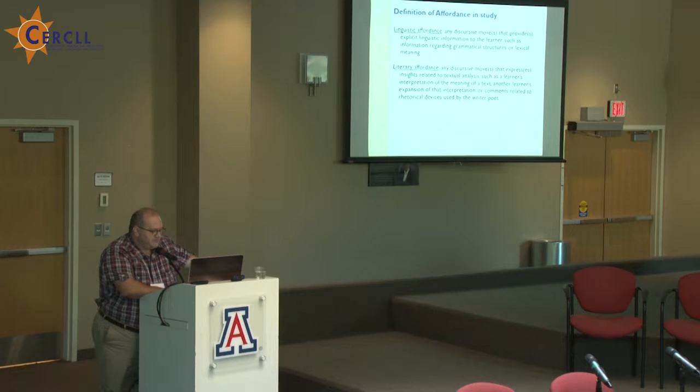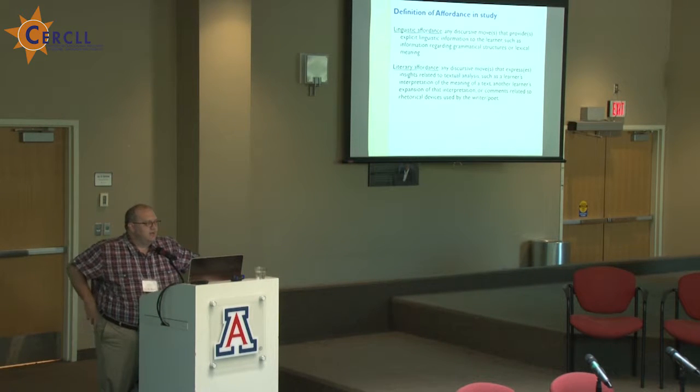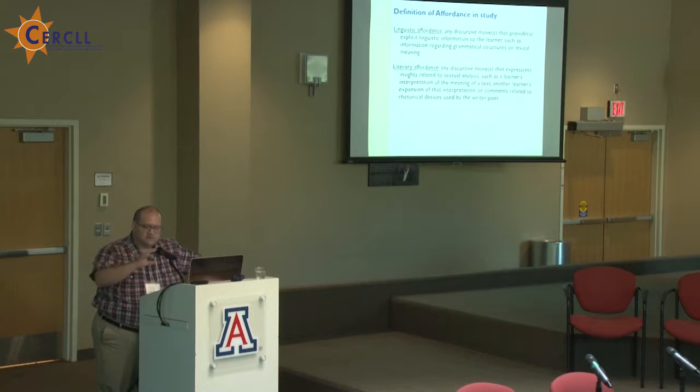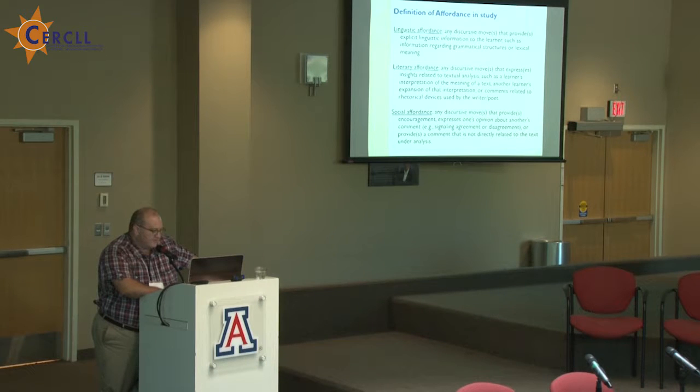A literary affordance was defined as discursive moves that express insights related to textual analysis. So this could be a learner's interpretation of a particular part of the text, or whenever they would make reference to a particular rhetorical device that they had been learning in this poetry class, that would be coded as a type of literary affordance. A social affordance was a discursive move that expressed some sort of agreement or disagreement, or someone's opinions about maybe what someone else wrote, etc.